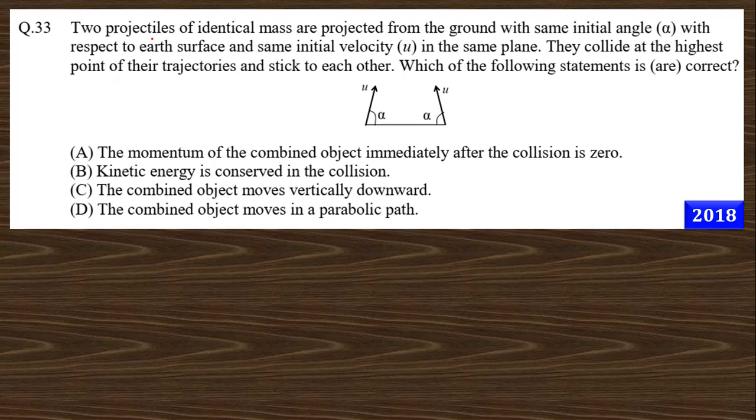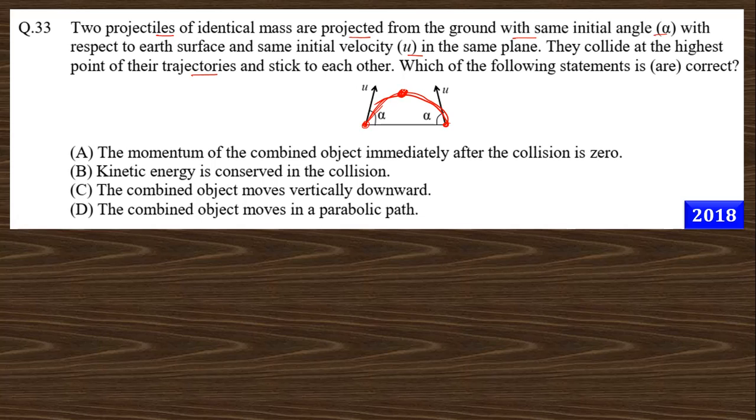This question says two projectiles of identical mass are projected from the ground with the same initial angle alpha. That means two particles with the same initial angle alpha are projected with velocity u. They collide at the highest point of their trajectory. That means they collide at the point which is the highest point, like that.